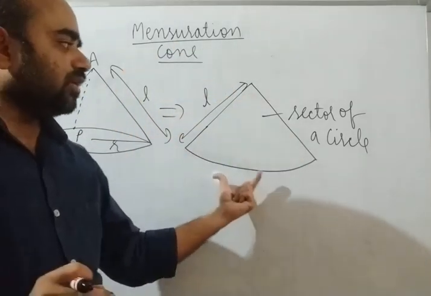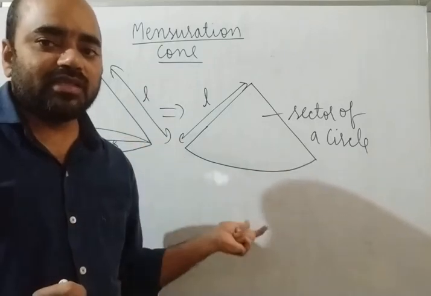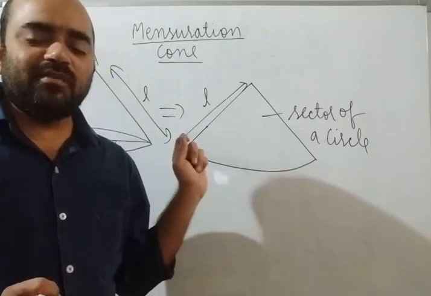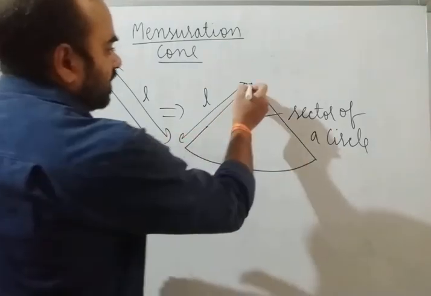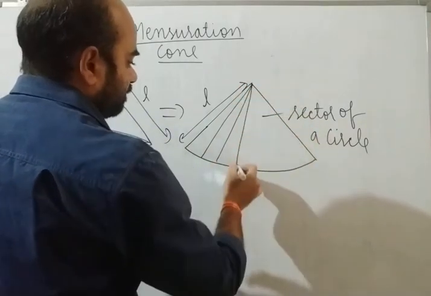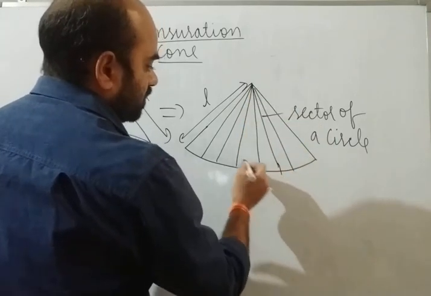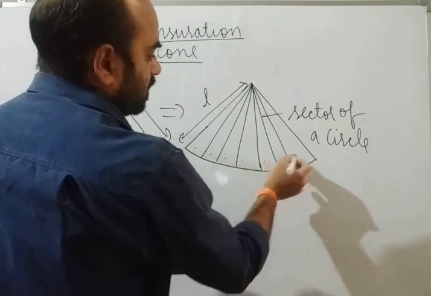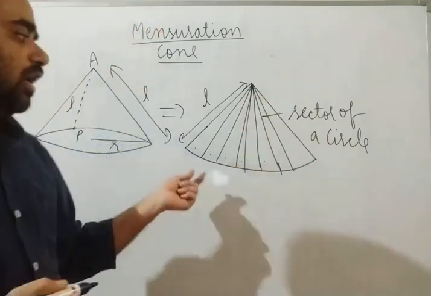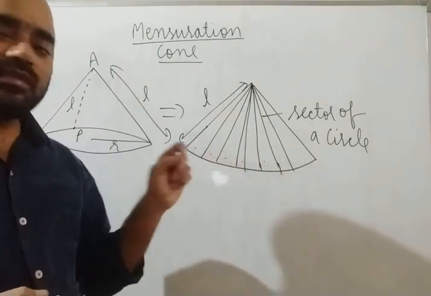Now we are going to cut or divide the sector into a number of equal parts, maybe 4 equal parts, 8 equal parts, 16 equal parts, 20, or as many equal parts as we like, correct? So suppose I have cut it into 8 equal parts. Now we are going to arrange these. After cutting it, we are going to arrange this in this way.